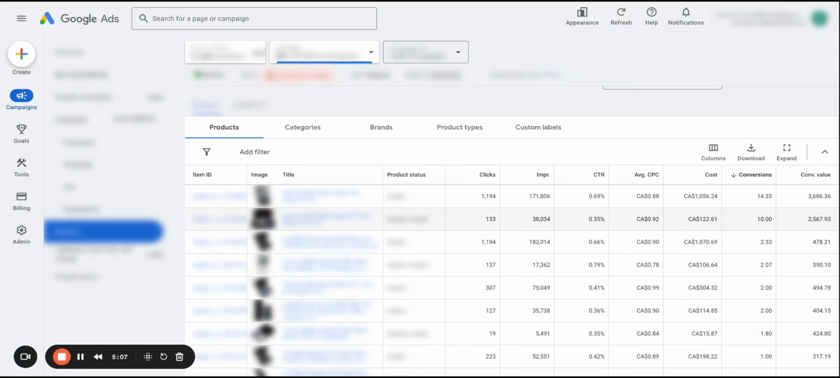Because when it comes to Google Ads, testing actually works quite well, and you do need to test out multiple different strategies until you actually figure out what works. So that's something I would suggest as well.